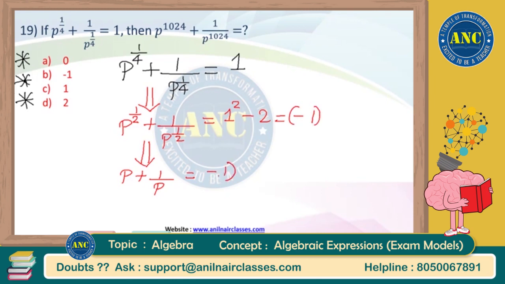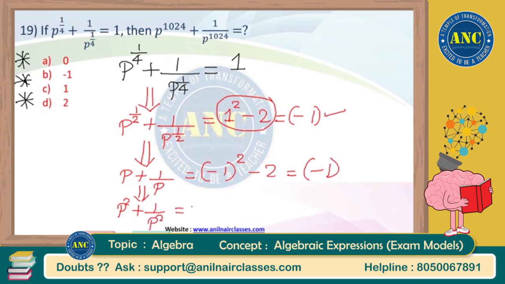Same logic again. Minus 1 whole square minus 2. It is again minus 1. Minus 1 whole square is 1 only, right, sir? So minus 1 whole square minus 2 is exactly similar to 1 square minus 2. Next, if I continue further, double the power, it becomes p square plus 1 by p square. So again the right hand side is minus 1, which is exactly similar to this. Again it is minus 1 whole square minus 2.